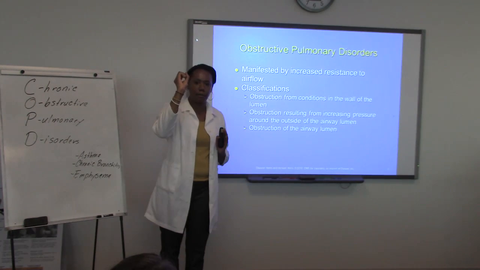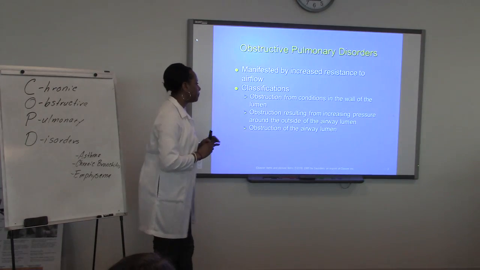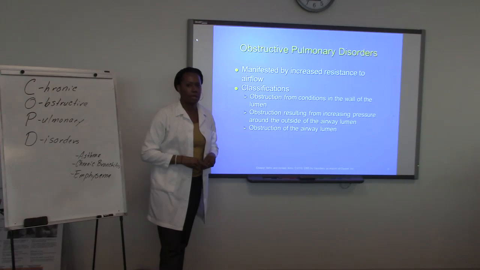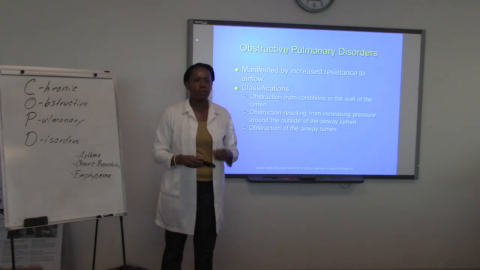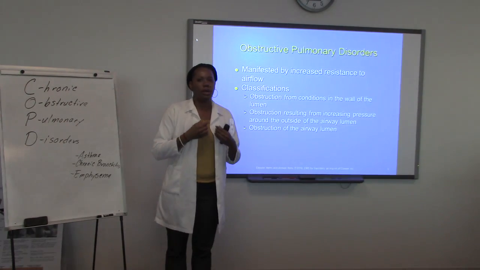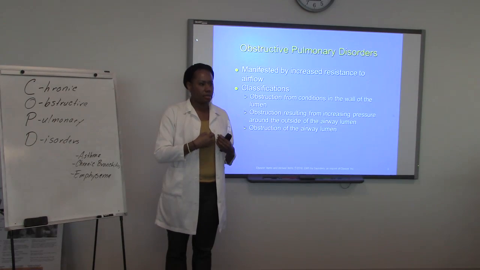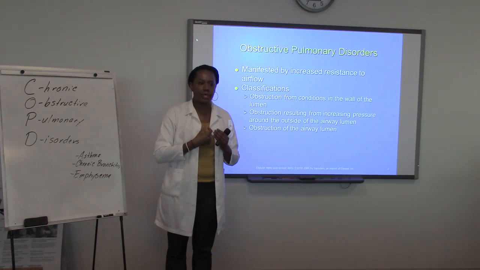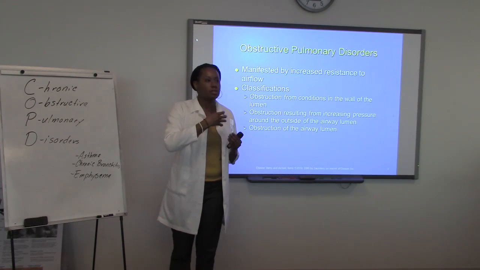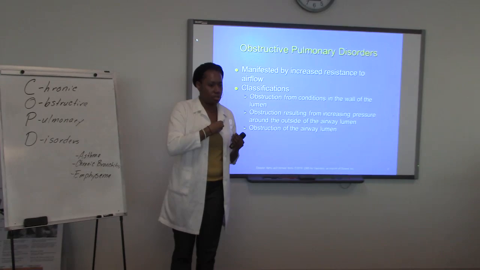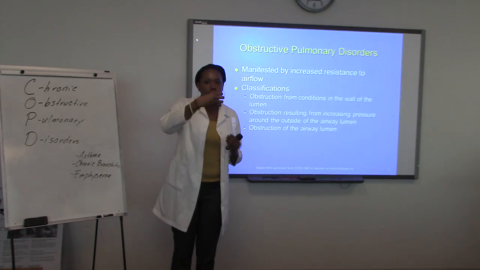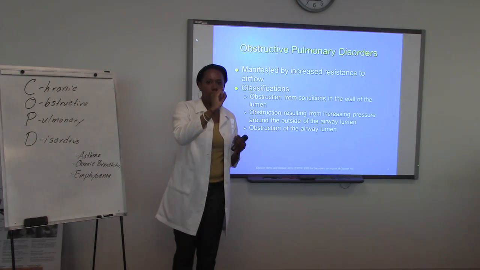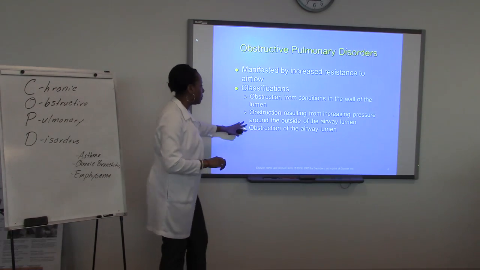Okay, so therefore that will be a blockage of airflow. Obstruction resulting from increased pressure from the outside of the airway lumen. A very good example of this: you know how when you look at the bronchi, it actually has muscles surrounding it, if you remember from anatomy. So just imagine if those muscles go into a state of contraction. If those muscles surrounding the bronchi contract, that's going to also decrease the lumen size, and therefore block the airway.